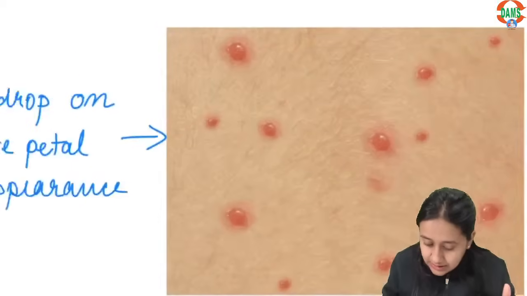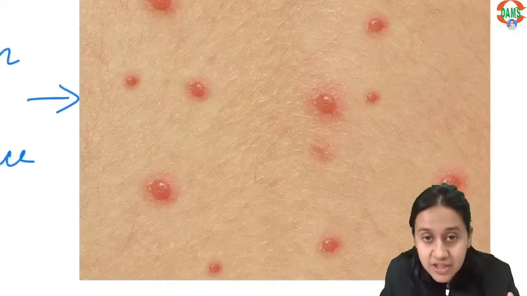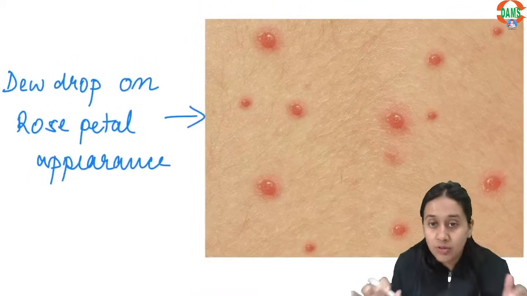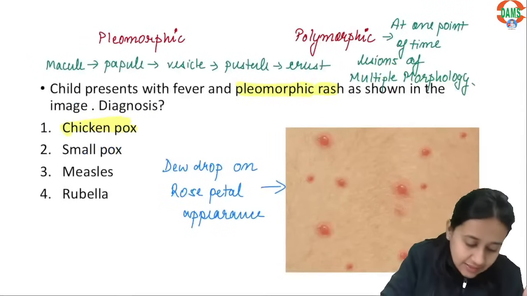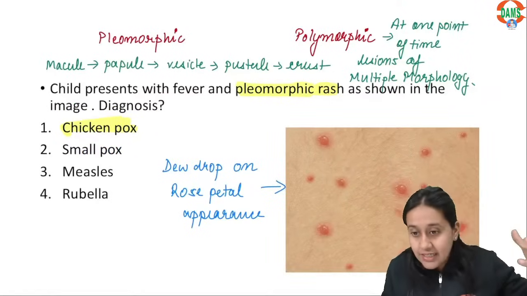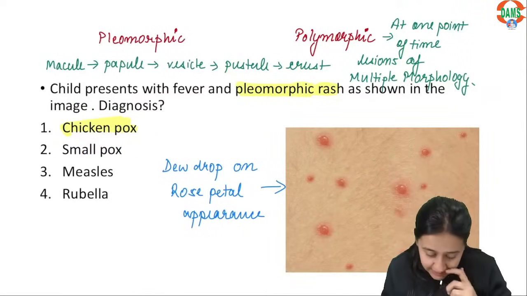So now this is a question and this is the image given, which is a very classical dewdrop on the rose petal arrangement. And I think our question is also done. Chalo, now moving to the next question.